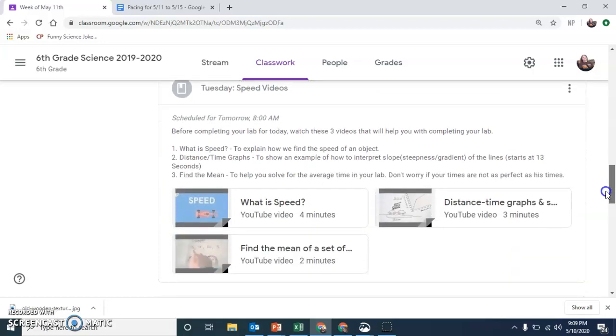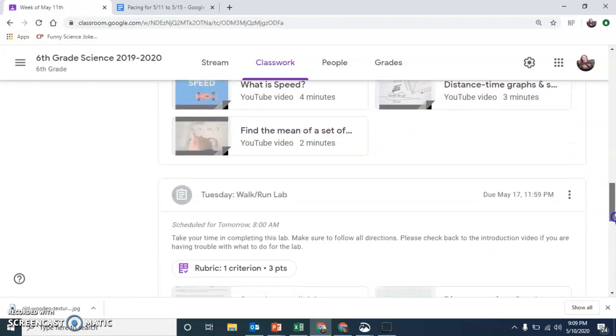We have some videos to help explain some of the concepts that we're going to be using in the lab for that day. The first one I want you to watch is what is speed, because it'll tell you about how we find the speed of an object, what different things go into that. The second one is about distance and time graphs. And the third one is about how to find the mean in a data set. All 3 of these videos are going to come into play with the lab activity that you have for Tuesday.